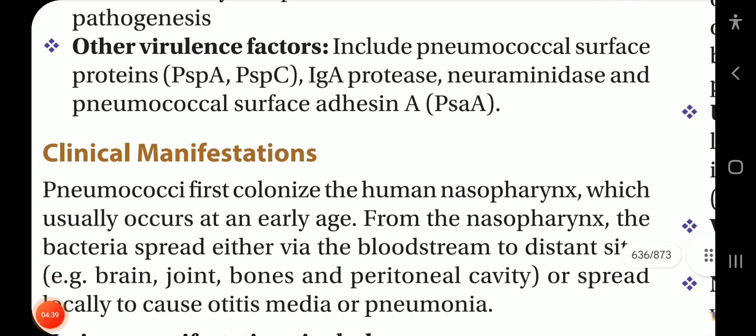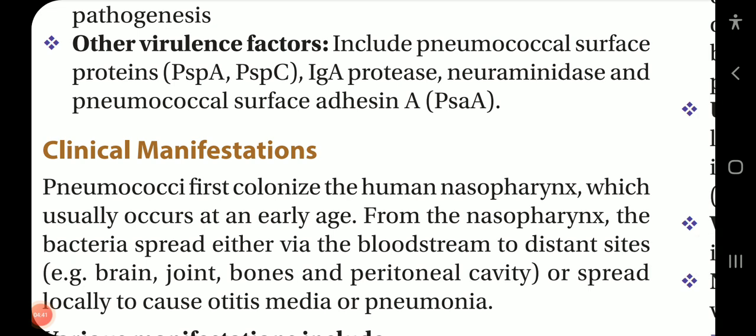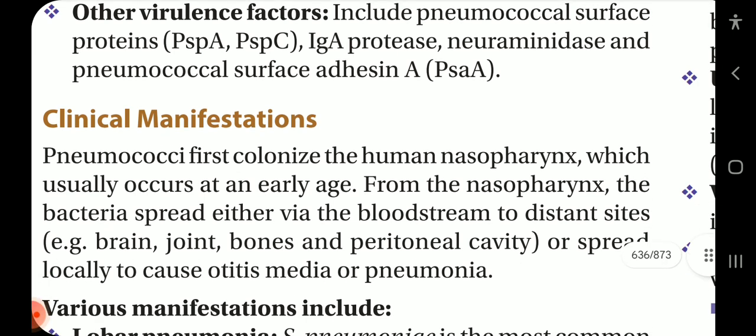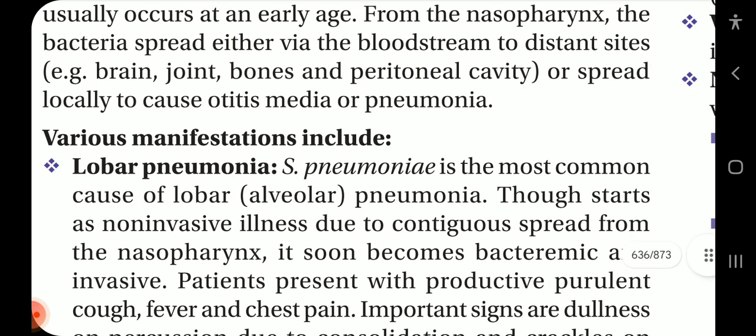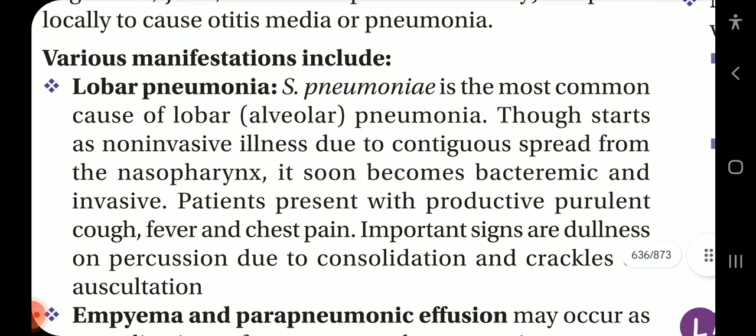Other virulence factors include pneumococcal surface proteins PspA, PspC, IgA protease, neuraminidase, and pneumococcal surface adhesin A, PsaA. Clinical manifestation: pneumococci first colonize the human nasopharynx, which usually occurs at an early age. From the nasopharynx, the bacteria spread either via the bloodstream to distant sites, for example brain, joints, bones, and peritoneal cavity, or spread locally to cause otitis media or pneumonia. Various manifestations include lobar pneumonia.